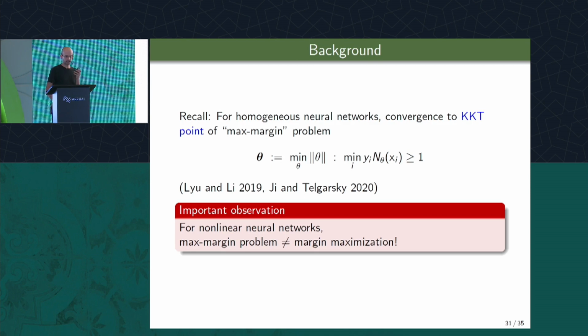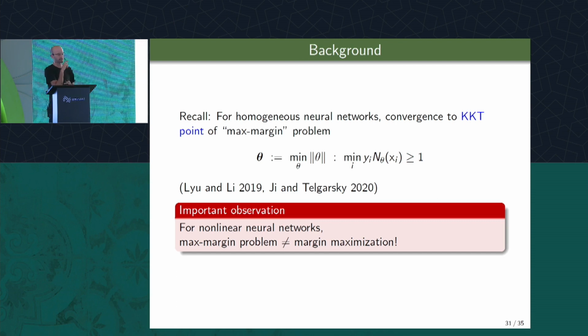So just to explain how the result works, we recall this implicit bias result for homogeneous neural networks and the convergence to the KKT point. Now, when you look at this, you might think that we should get a robust classifier. If this was a linear predictor, this max margin problem exactly says that you want the decision boundary as far away from the training examples as possible. So you try to train a robust classifier.